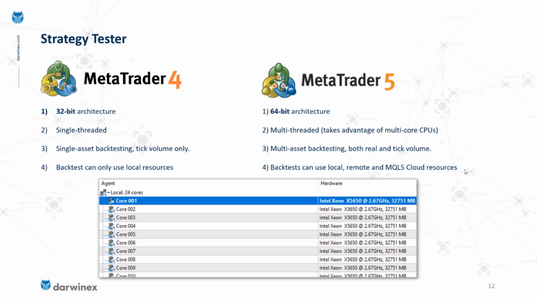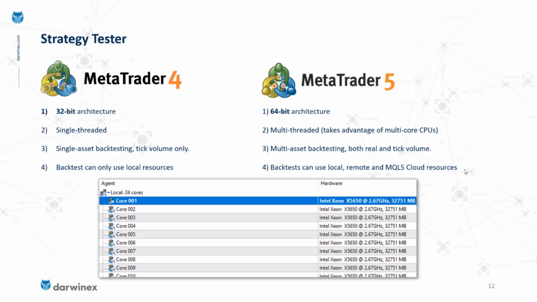In MetaTrader 5, backtests can use local, remote, and MQL5 cloud resources. In terms of local, because of its multi-threaded nature, you can put all CPU cores available to you to use in your backtesting when using MetaTrader 5. They also have the ability to connect to the MQL5 cloud to get more processing power in, so you can backtest using the full potential of the cloud. That we won't be exploring today, or in most future tutorials, other than in passing.